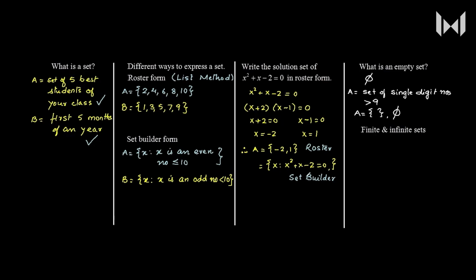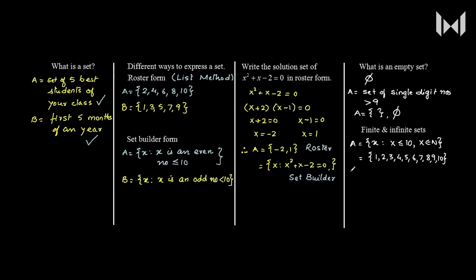Now finite and infinite sets. Sets which have a limited number or finite number of elements are called finite sets. So for example, if I say A is x such that x is less than or equal to 10, x belongs to the set of natural numbers. And so we will write this as 1, 2, 3, 4, 5, 6, 7, 8, 9 and 10. So over here we have just 10 elements in this set. So this is called a finite set.